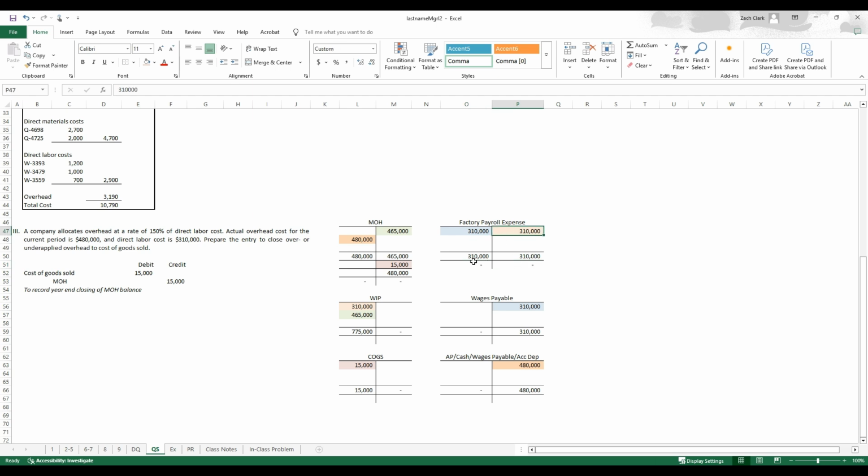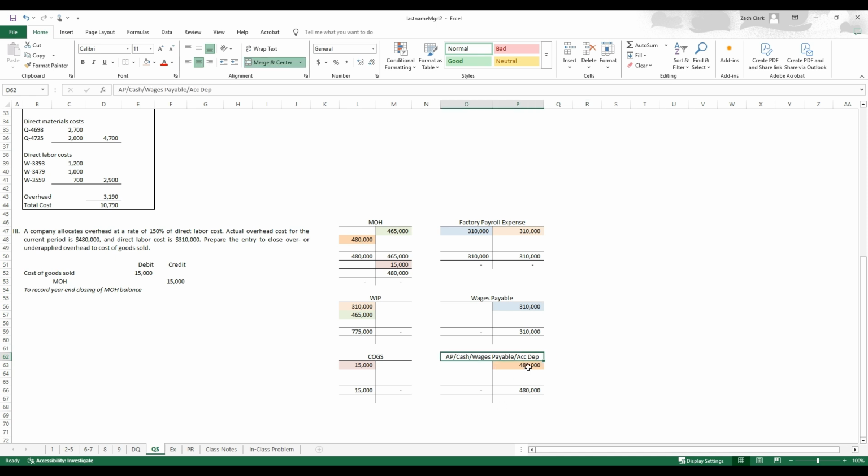Credits and debits are equal, so it's zero. And then we moved this into WIP, so the direct labor costs. Our actual overhead that we've incurred was $480,000, into the debit side, and a bunch of different credits could be doing, payments for factory supervisor expenses, machinery depreciation could be a credit, cash payments, accounts payable for indirect materials, etc.